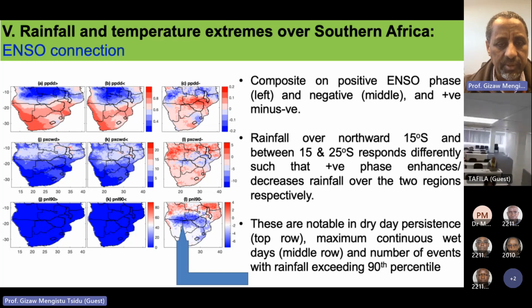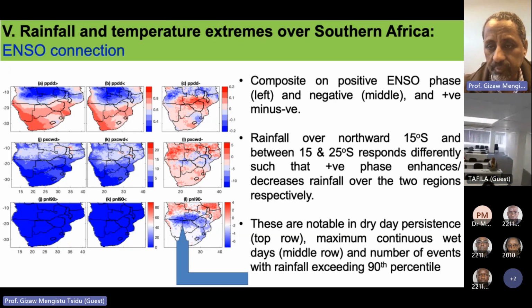But we have to be careful, because even in South Africa, the response to the different phases of ENSO is different. The warm phase of ENSO is El Nino. The cold phase is La Nina. And they have different impacts in terms of rainfall and temperature in the region. Here is what we see on continuous wet days and also on dry day persistence.